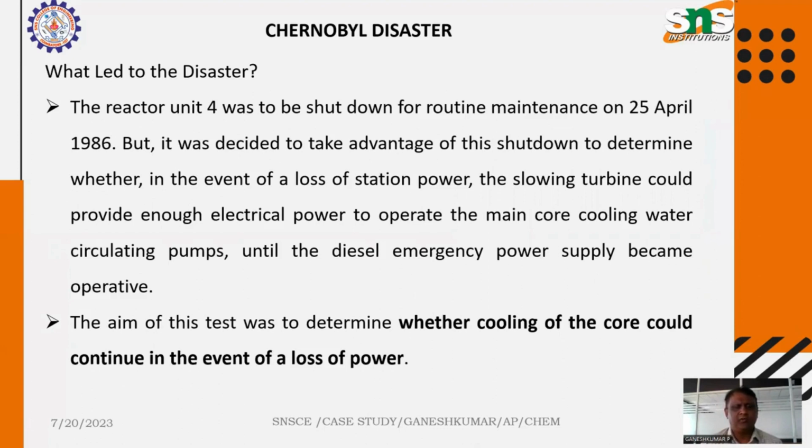Reactor unit number 4 was to be shut down for routine maintenance on 25th April 1986. But it was decided to take advantage of this shutdown to determine whether, in the event of a loss of station power, the slowing turbine would provide enough electrical power to operate the main core cooling water circulating pumps until the diesel emergency power supply becomes operative. So the aim of the test was to determine whether the cooling of the core would continue in the event of a loss of power.